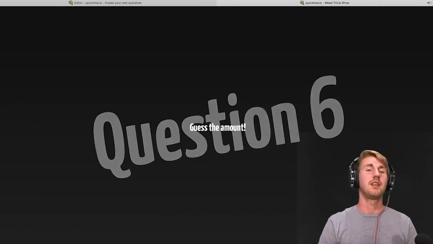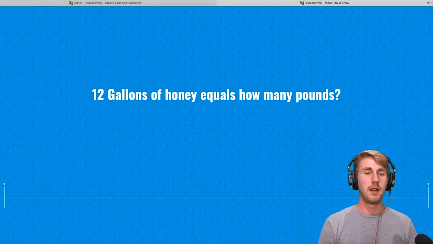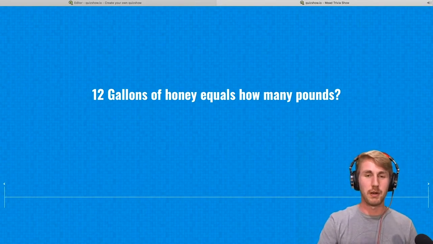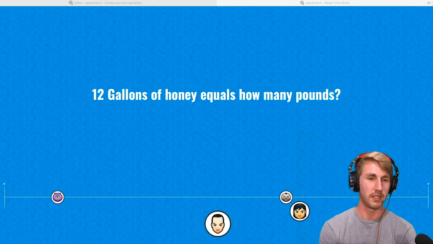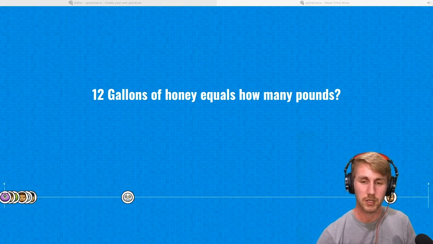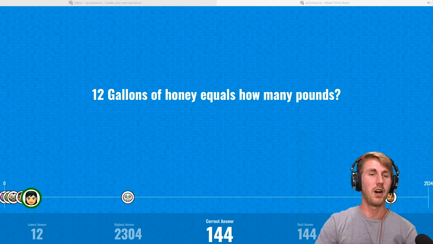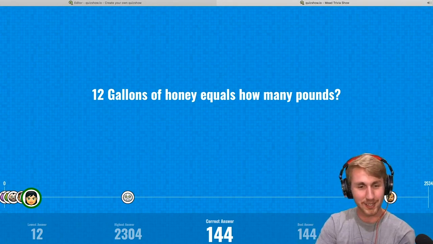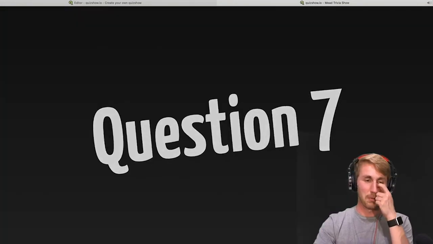Question number six, guess the amount. This is worth 500 points. How many pounds does 12 gallons of honey equal? You type in a number, and if you're closest, you get more points, or if you get it exactly right. 12 gallons is 144 pounds. We've got some people who got the right answer. The lowest answer was 12. And whoever this man is right here, he answered 2,304.